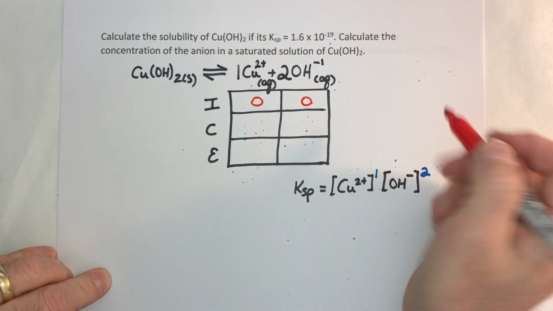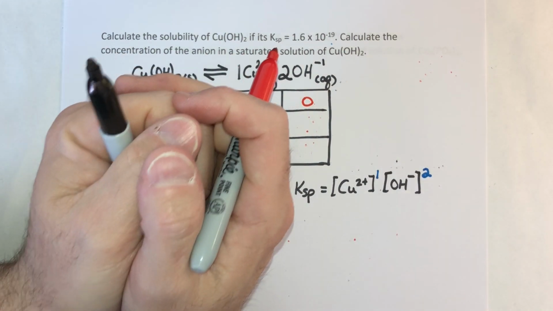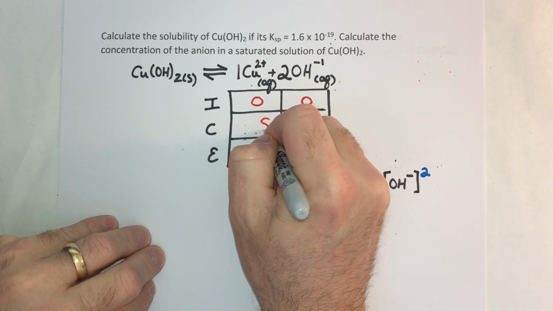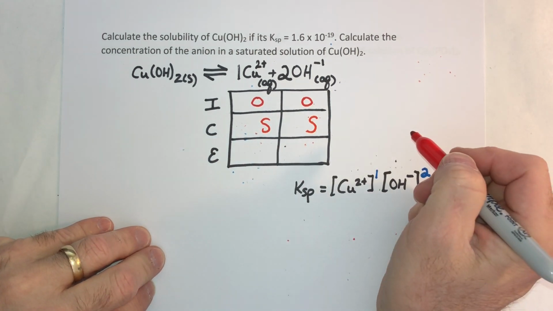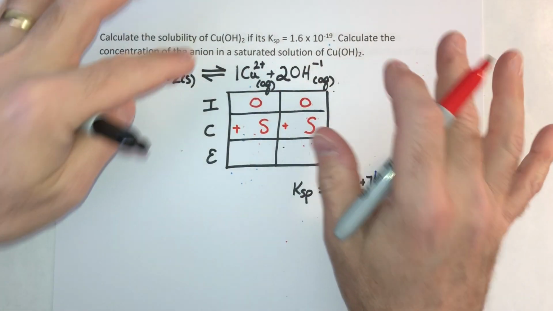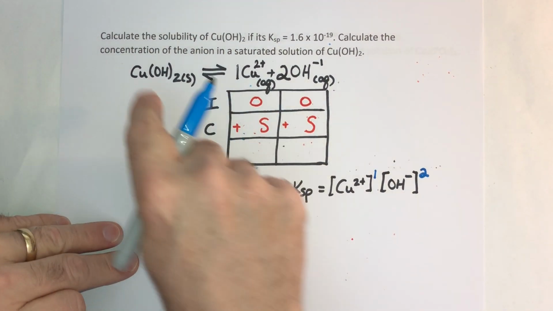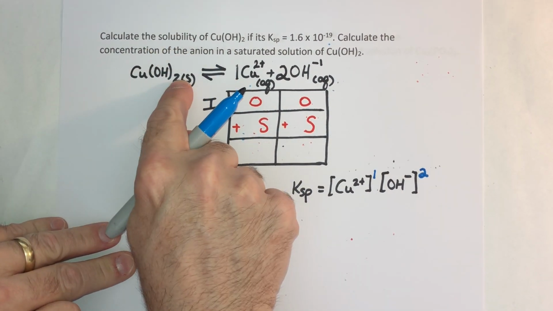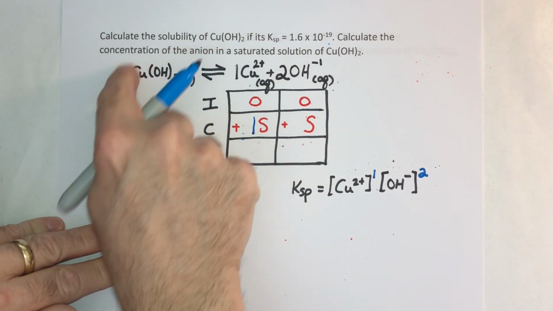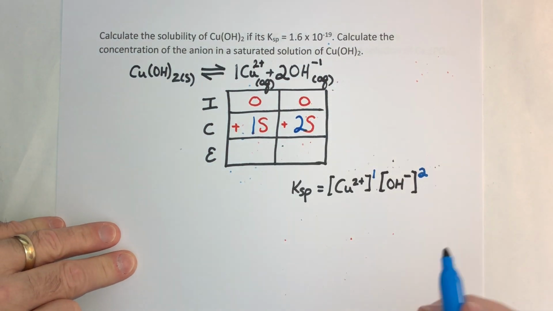Now, the change means that you actually did take some time and give it a chance to actually start splitting up. How much did it split up? I don't know, so we'll call it S. It is a plus because you are adding extra that has split up. And this is where your numbers come into play. For every one of these that breaks up, you get one copper, so I get one of those. But for every one of these that breaks up, I get two of these. I get twice as many.